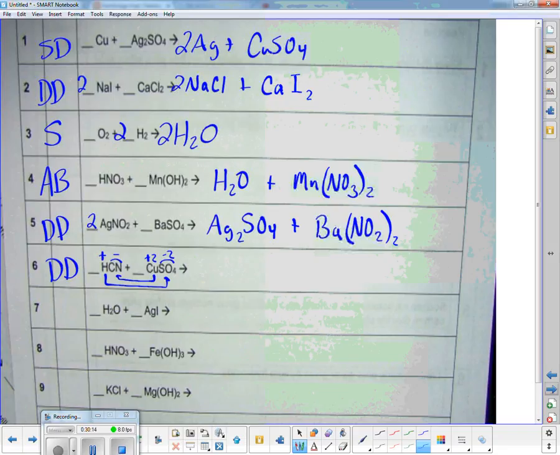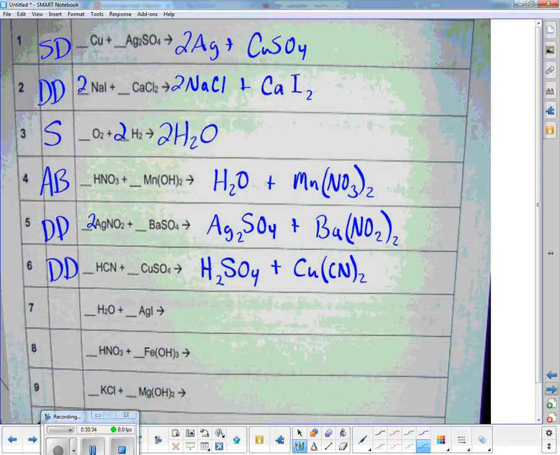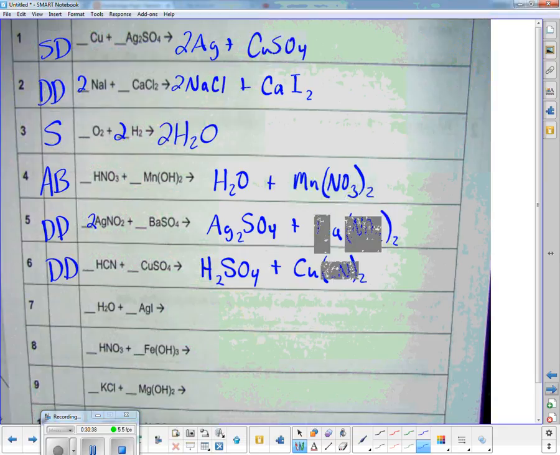So outsides, H and SO4. H is a +1. SO4 is a -2. I need two H's. Plus, copper is a +2. Cyanide's a -1. So copper is going to go with two cyanides. Erasing my help again and moving the board. We can look real quickly, and what do I need two of? HCN.